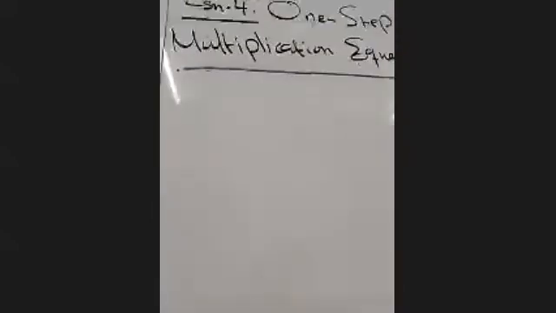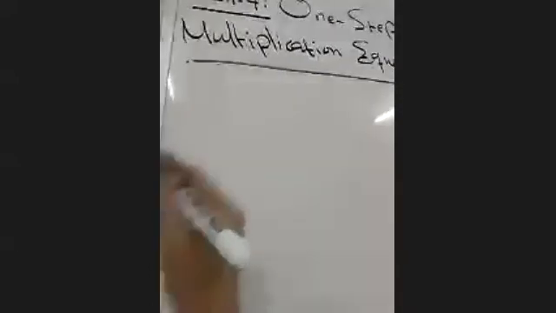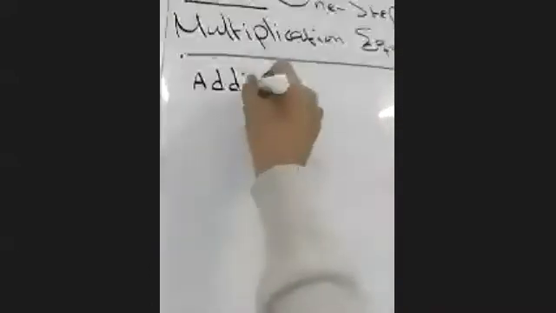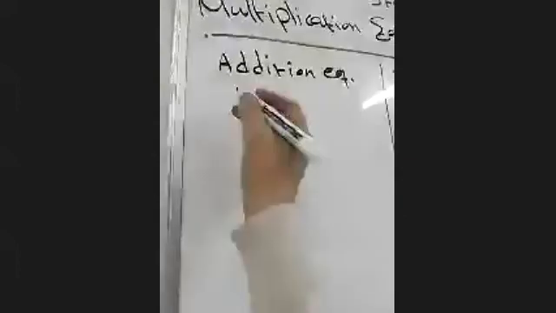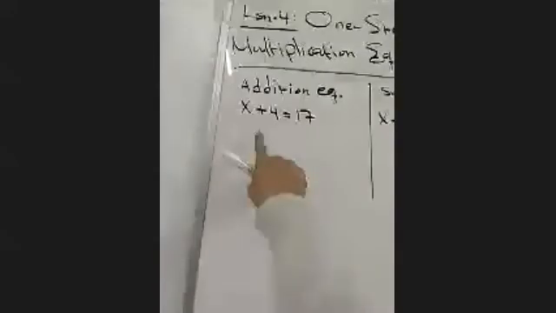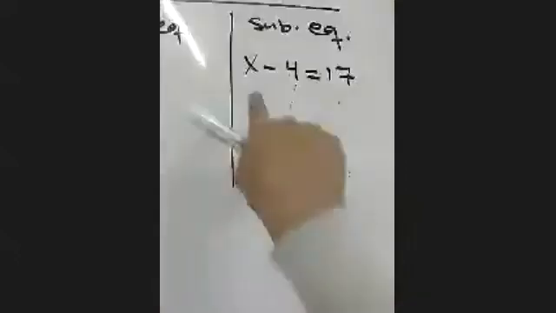Now, what we did before, guys, until now, we took two types of equation. Addition equations and subtraction equations. An example for addition equations like x plus 4 equals 17. An example for the subtraction equation like x minus 4 equals 17. This is addition equation. The variable is x. The connected number is plus 4. This is subtraction equation. The variable is x. The connected number is negative 4, right?